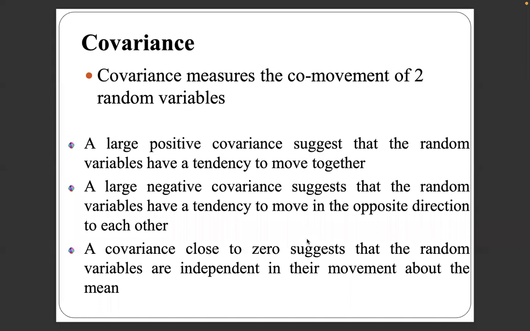And a covariance close to zero suggests that the random variables move independently. So there is no correlation or covariance between these two, and they are moving independently, right? If it is zero, then there is no covariance between these two. So simply, the covariance says in what direction two securities are moving, whether the same direction or the opposite direction.